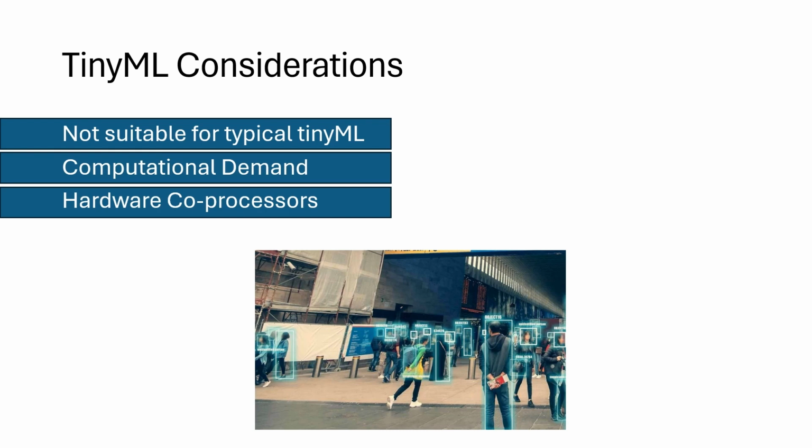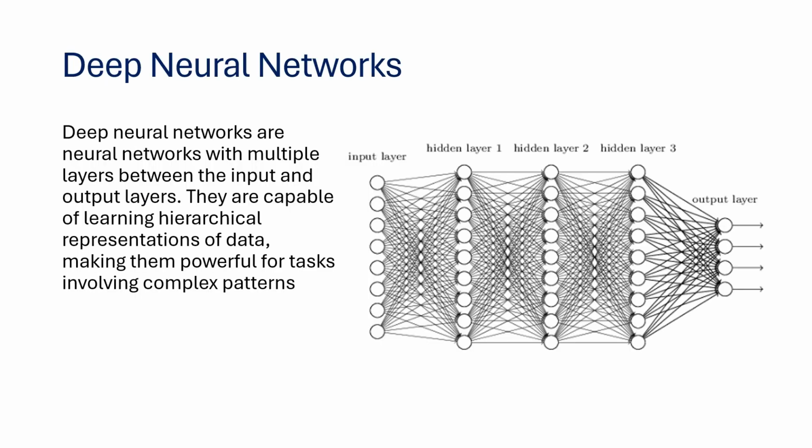We can see a lot of applications and a lot of use cases for this. So next is deep neural network, and it is quite common. We can simply define this as a neural network with multiple layers between the input and the output layers.